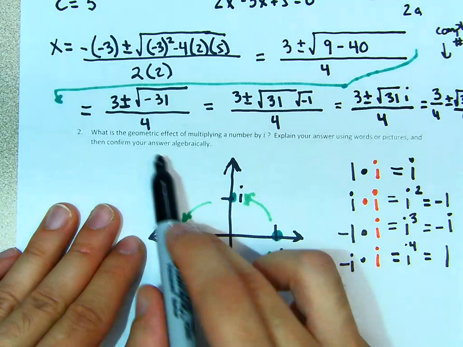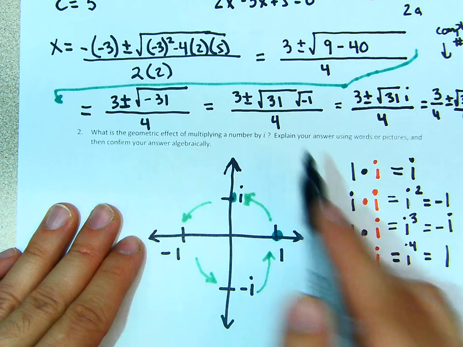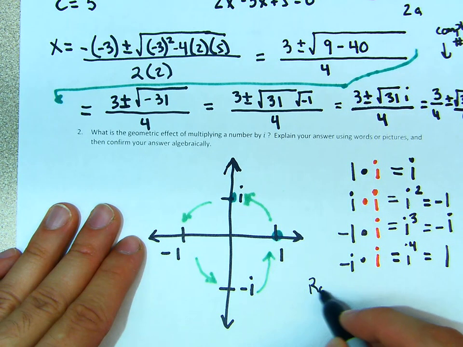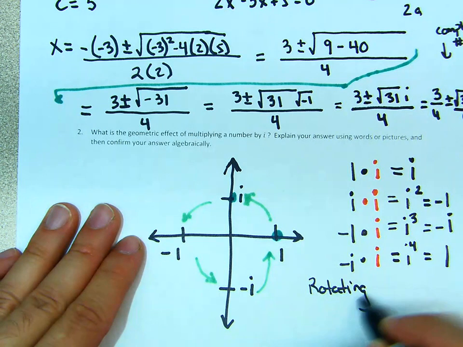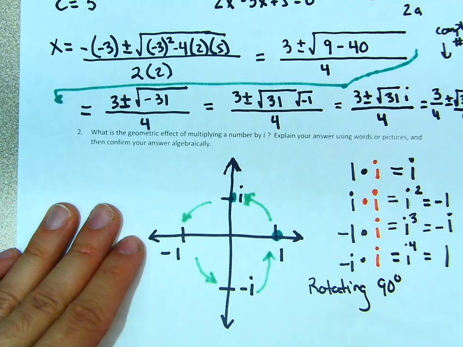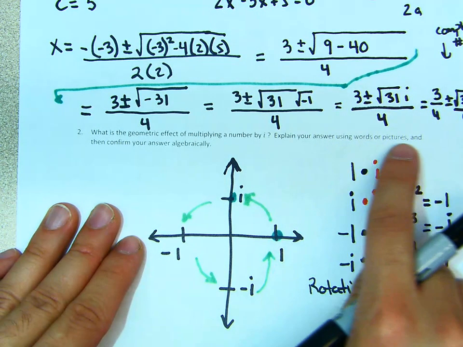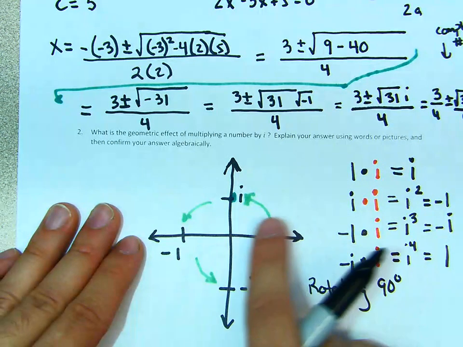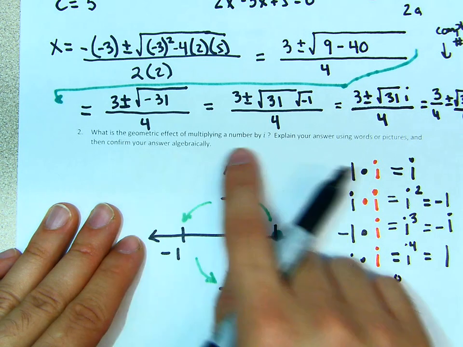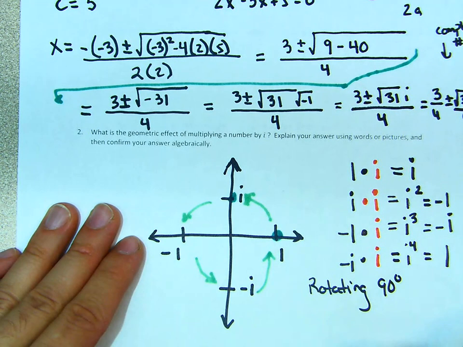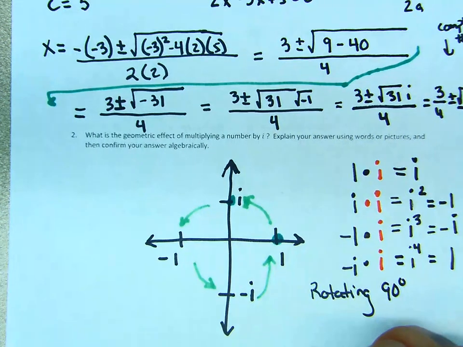So here, what is the geometric effect of multiplying a number by i? You are rotating 90 degrees. Okay? Explain your answer using words or picture. Well, here's a picture. And then confirm your answer algebraically. Well, here you go. Okay, let's go to the next part.